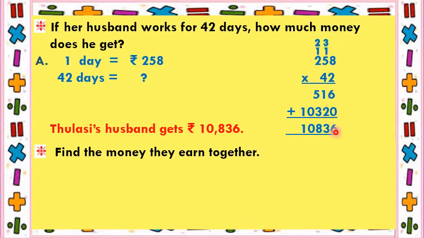6 plus 0 is 6, 1 plus 2 is 3, 5 plus 3 is 8, 0 will put down same as it is, 1 also will put down same as it is. So Tulasi's husband gets rupees 10,836 for 42 days.